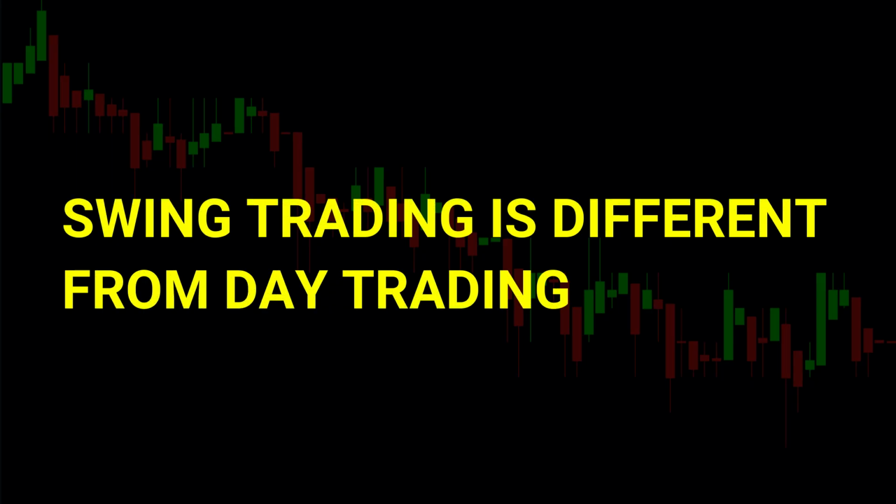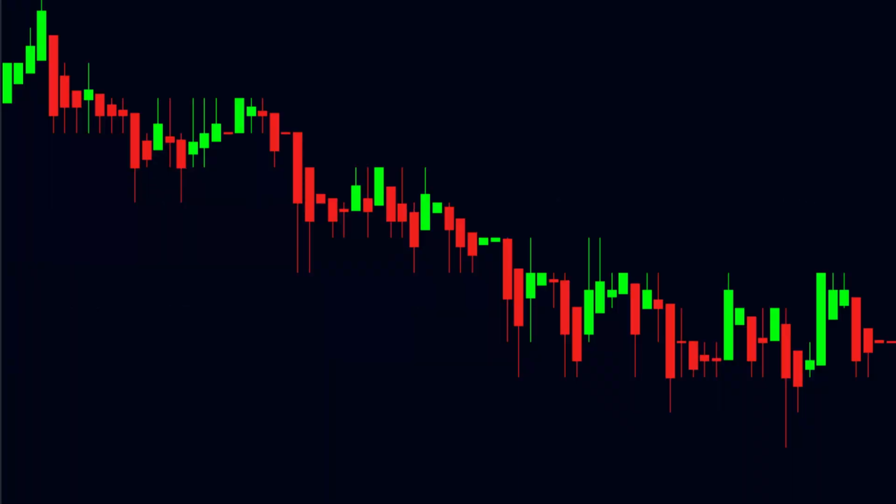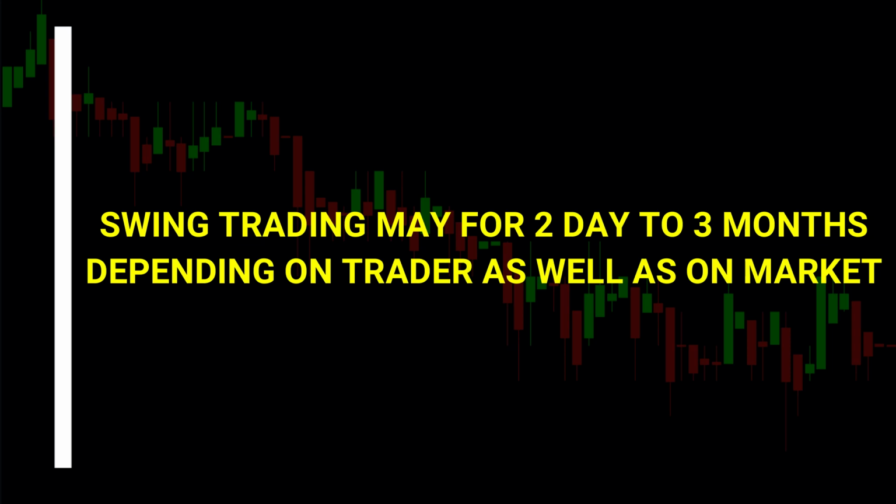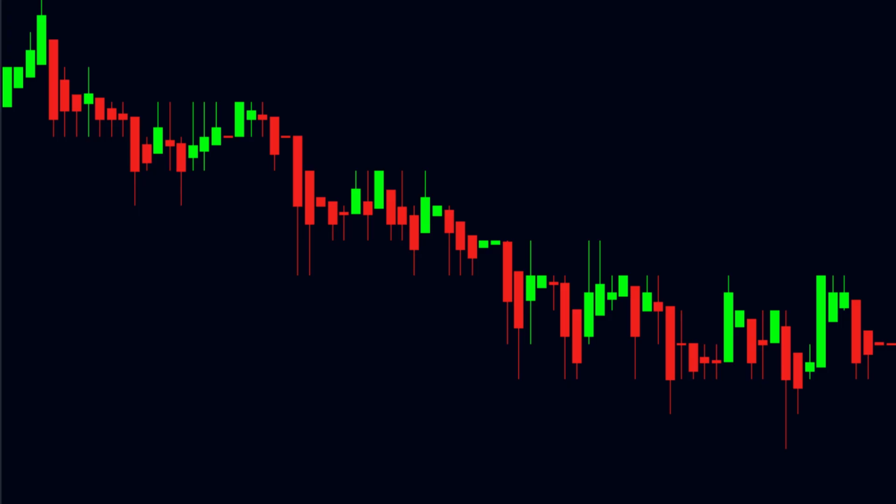Swing trading is different from day trading. In day trading, the trader buys a stock and sells it on the same day, but in swing trading the trader generally buys the stock at a good price and keeps it for some days or weeks, after which he sells the stock at a good margin. Swing trading can last from 2 days to 3 months, depending upon the trader as well as on the market.